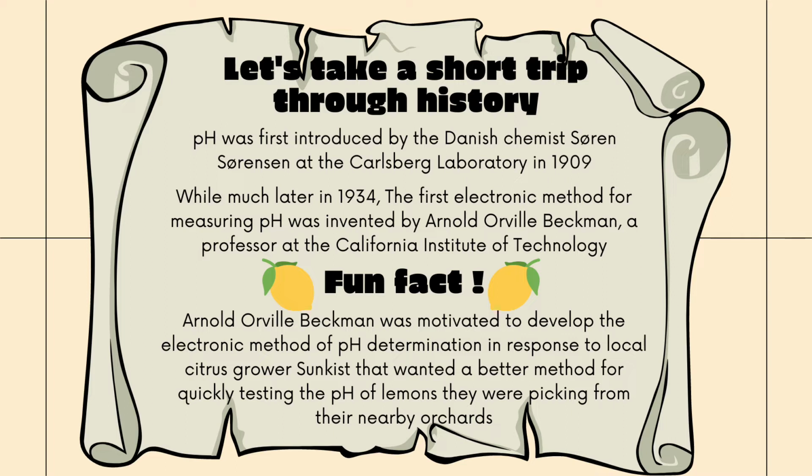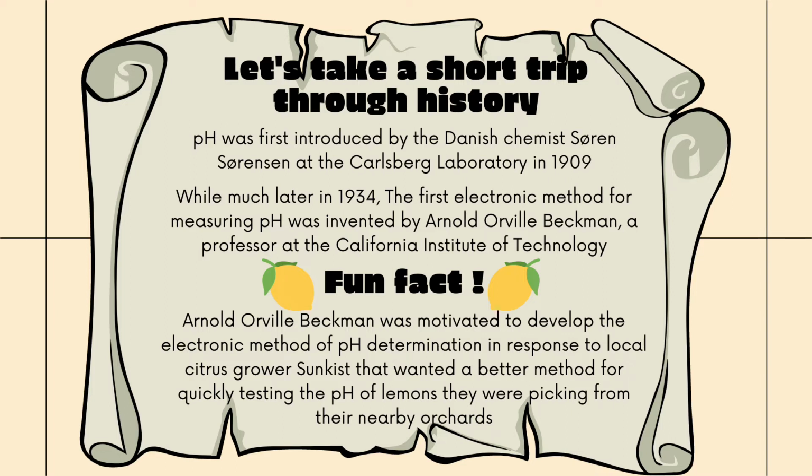It was first introduced by the Danish chemist Søren Sørensen at the Carlsberg Laboratory in 1909, while much later, in 1934, Arnold Orville Beckmann, who was a professor at the California Institute of Technology, developed the first electronic method for measuring pH.